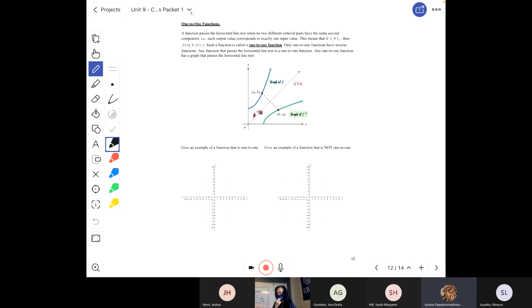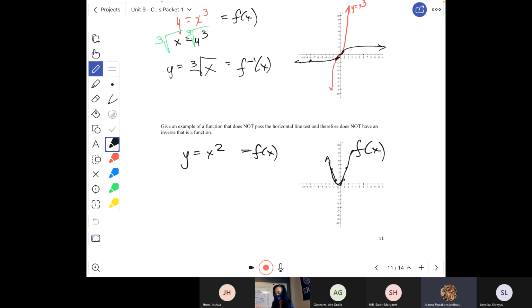Now, does the inverse have to be a function? No, it doesn't. That's the whole point. The inverse may or may not be a function. One way to tell is from the original. It still has an inverse, but the inverse may not be a function.